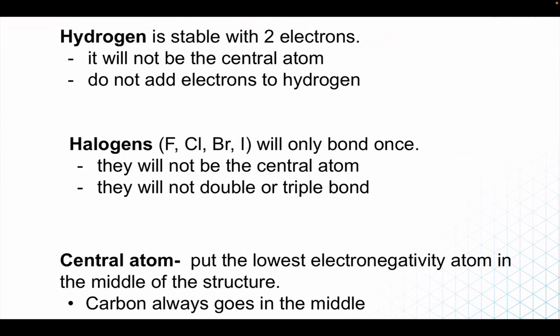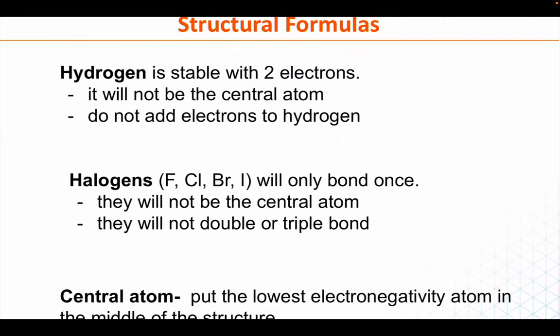This is something else that you might want to take note of. When you bond hydrogen, it's stable with just two. It doesn't need a full octet of electrons. So it's going to bond once and be done. It'll never be in the middle, so it'll never be what we call a central atom. And we never add electrons to hydrogen.